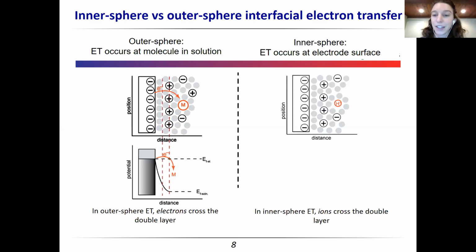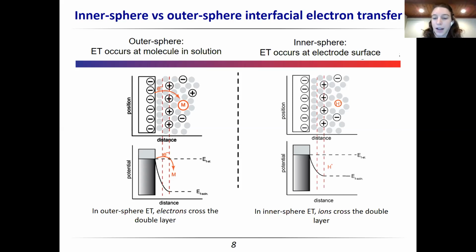In inner sphere electron transfer, we start out from the same type of picture. Let's say that I want to transfer an electron to this proton in solution. I can denote the double layer. I can draw the potential drop across the electrical double layer. But now I'm going to form a bond directly at the electrode surface. So a bond's actually going to form between this proton and the electrode when I transfer an electron.